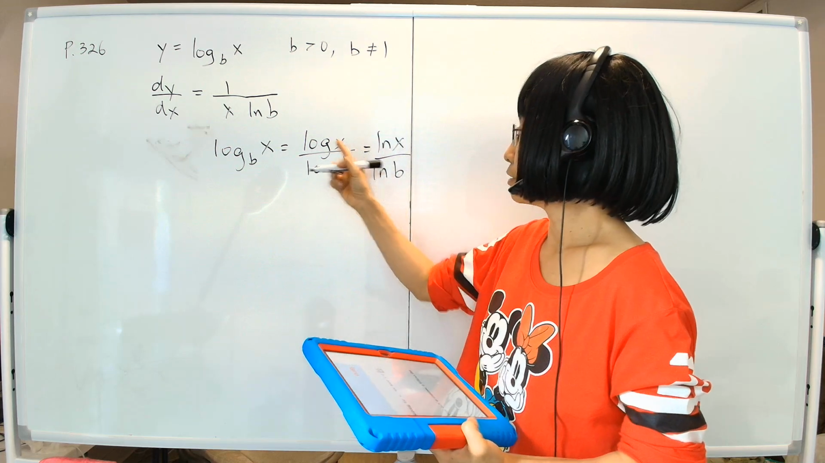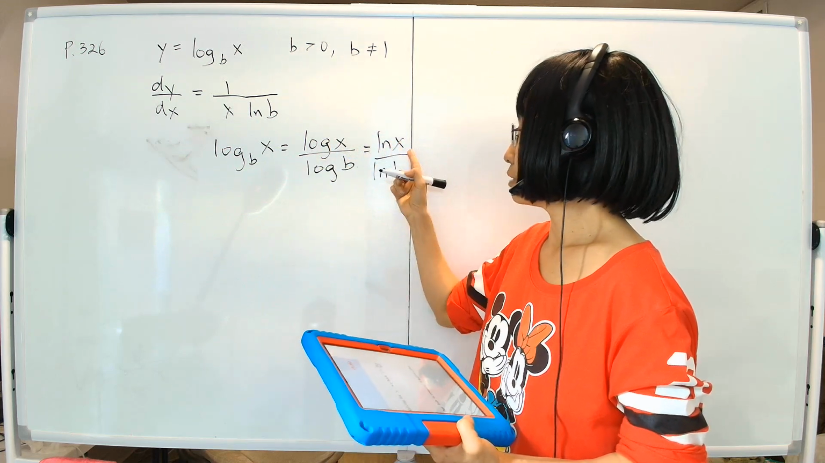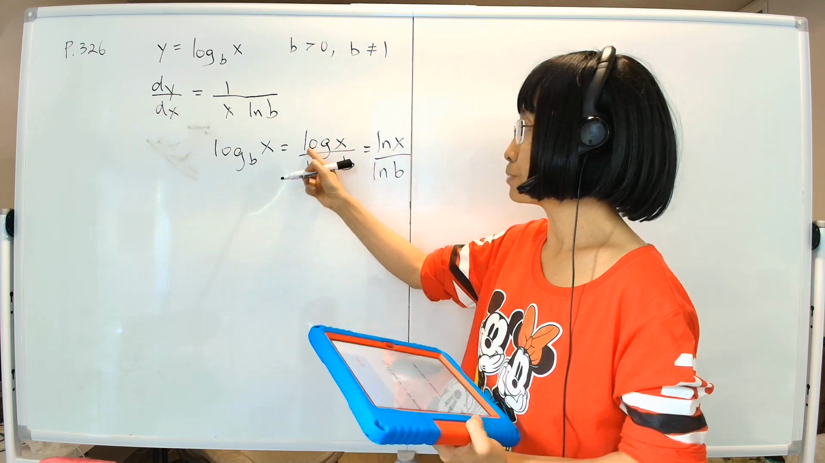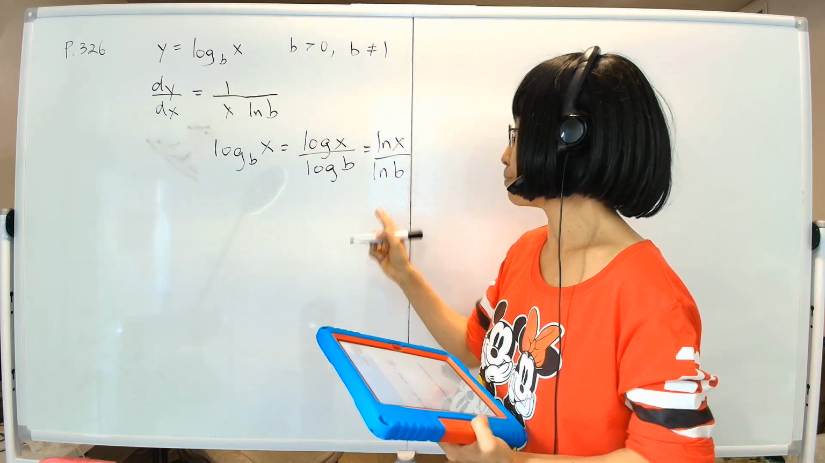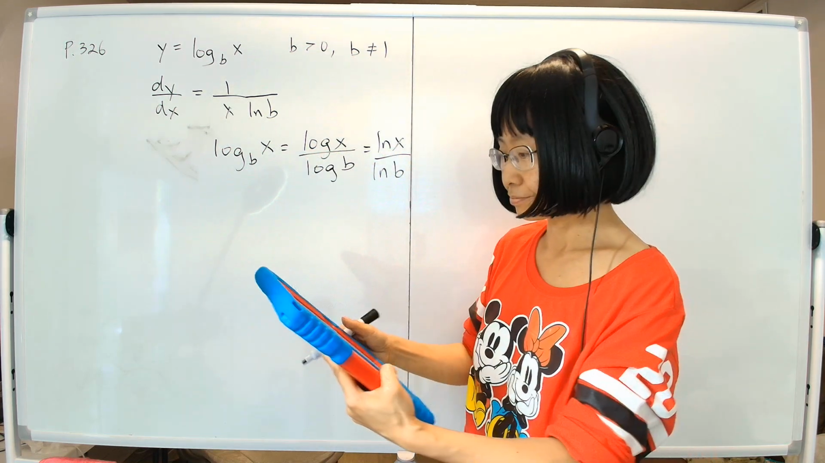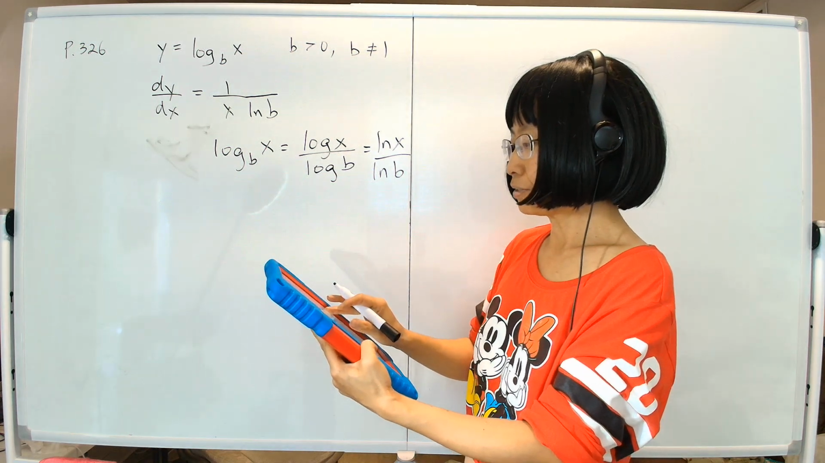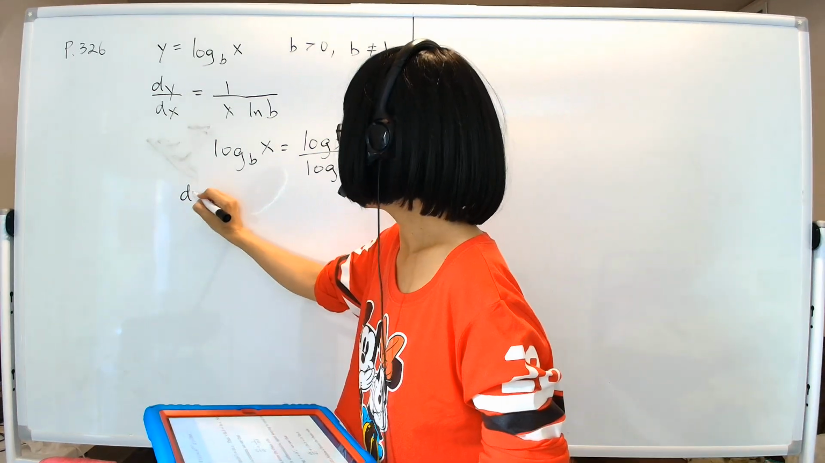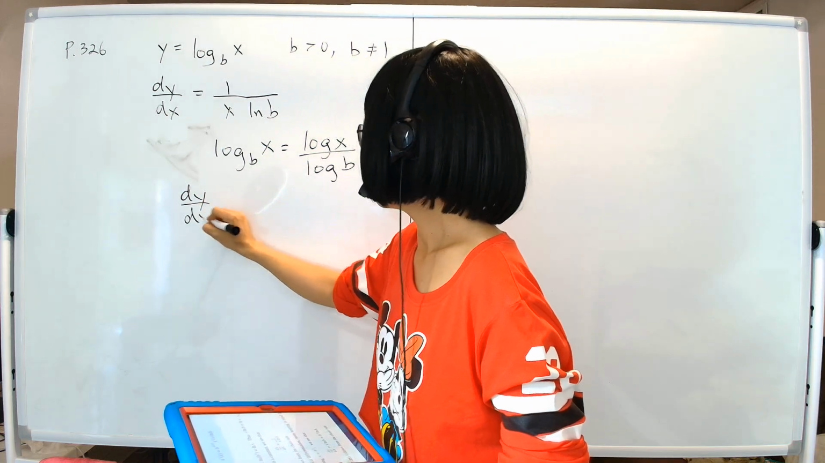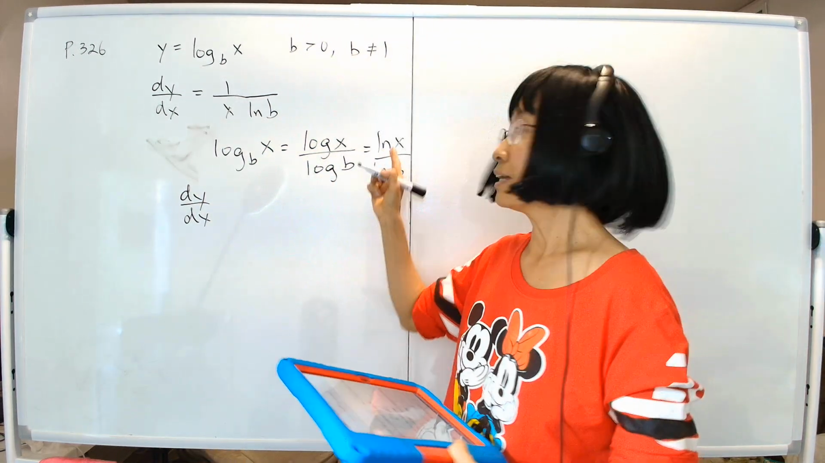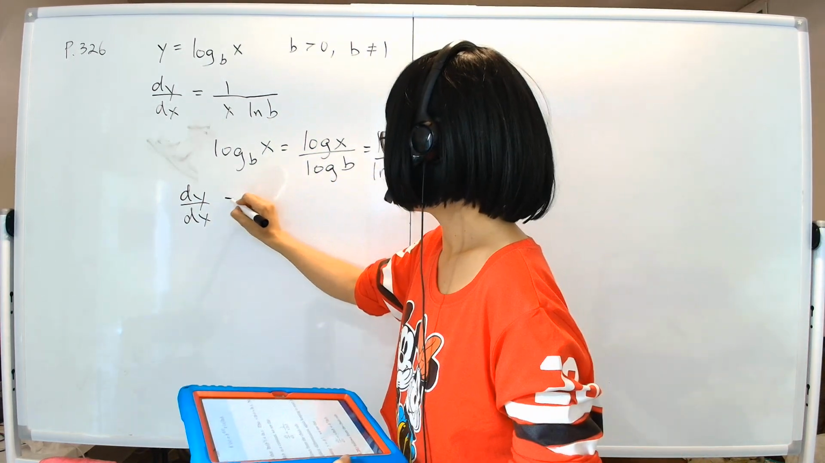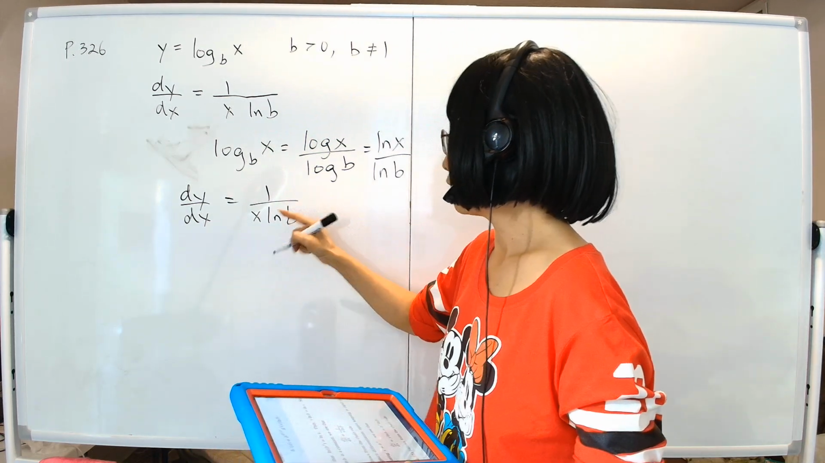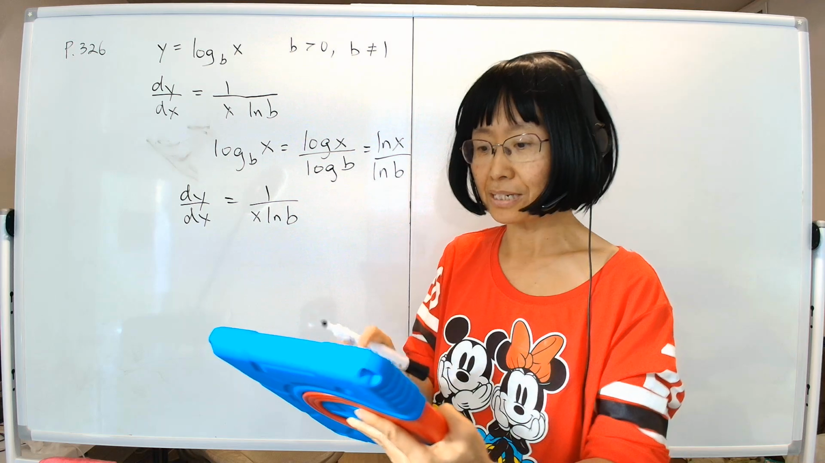That's the conversion. That's how you calculate the log of some random base: you calculate the log of x divided by a known log, sometimes base 10, sometimes natural log, divided by a fixed value. And knowing that, therefore dy by dx is, we already know the derivative of ln is 1 over x. So this would be 1 over x times natural log of b, which is a base value. So it goes quite straightforward.